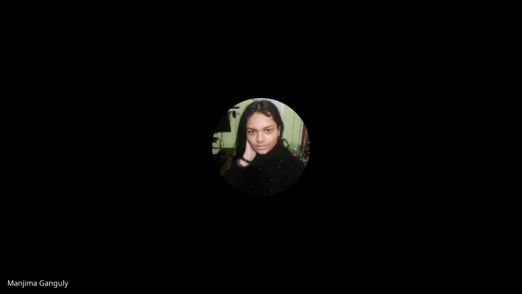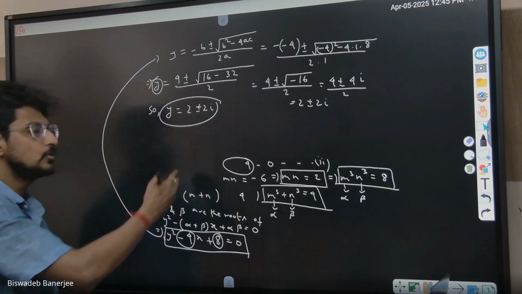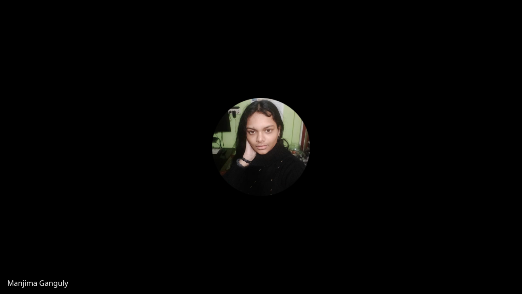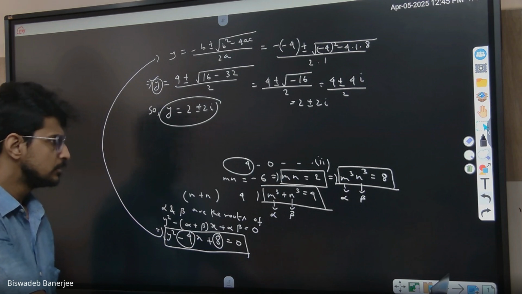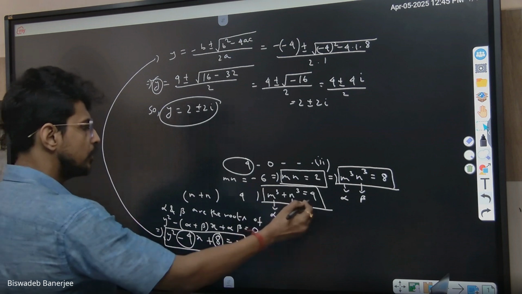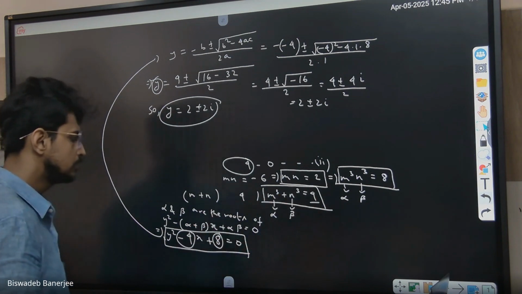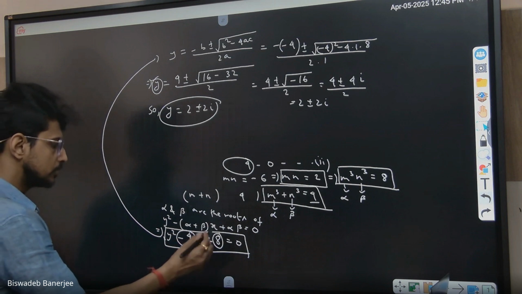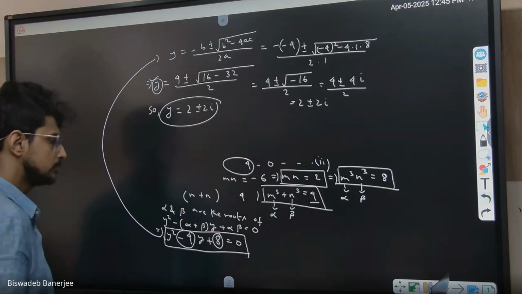Sir, in the equation, shouldn't it be y square minus alpha plus beta into y? You have written x there. Because in a quadratic equation there should be one variable, and you have used two in that equation. Yes, alpha plus beta into x is written there. My alpha plus beta was 4, so 4 into x plus 8. Oh, that will be y. That is very simple.